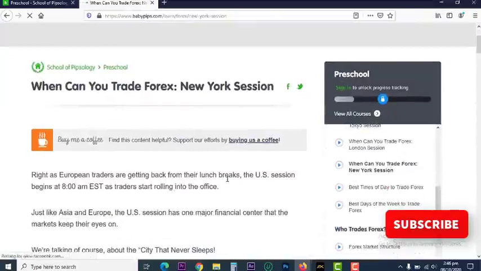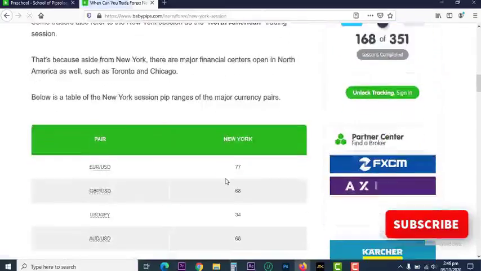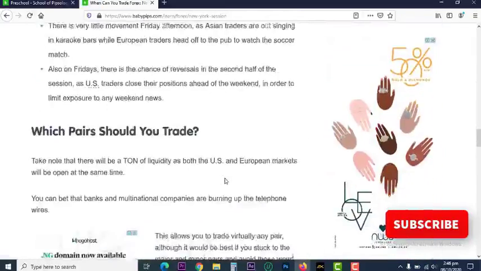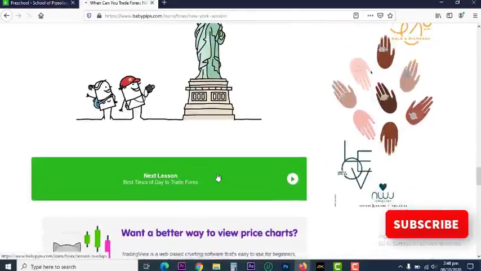When can you trade the New York session? Trade the New York session when you are awake, right? Don't take a trade and go and sleep. No, it's your money. Guard your business very well. This is business. You have to treat it as business, right? So trade it when you are awake.